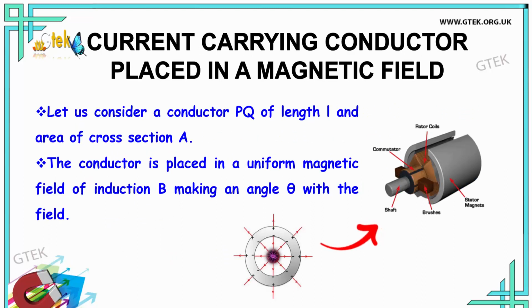Now let us see about the current carrying conductor placed in a magnetic field. Let us consider a conductor PQ of length L and area of cross section A. So this cross section area is taken to be A, and the conductor PQ has the length L. The conductor is placed in a uniform magnetic field of induction B, and that makes an angle theta with the field.